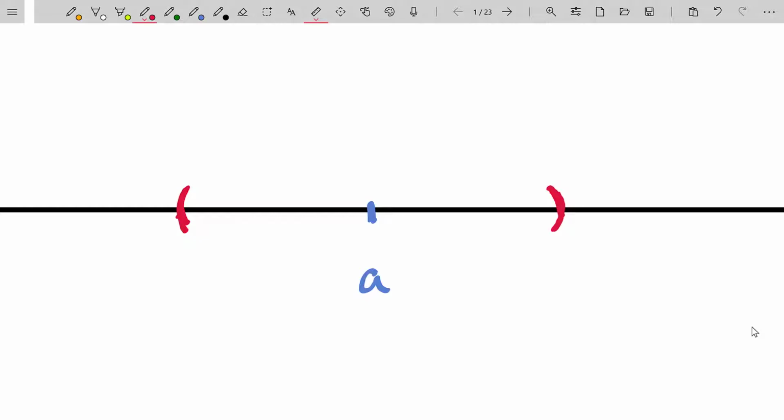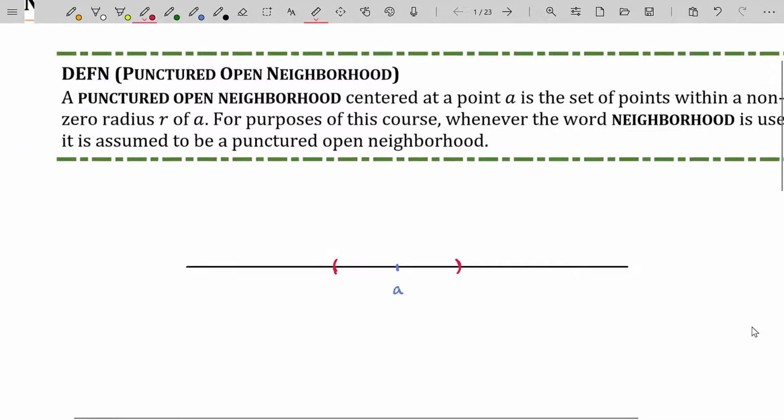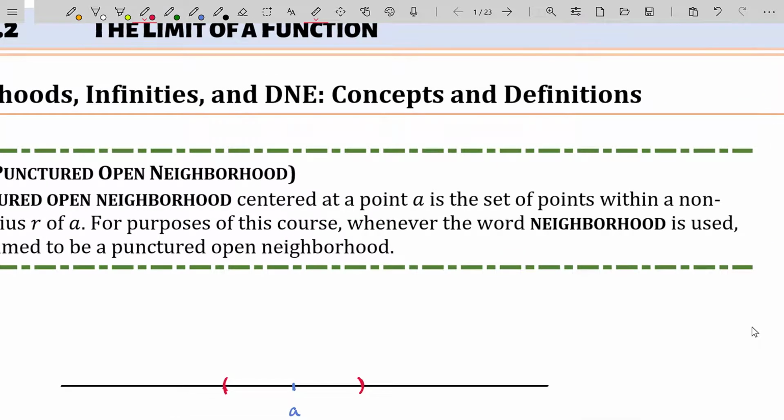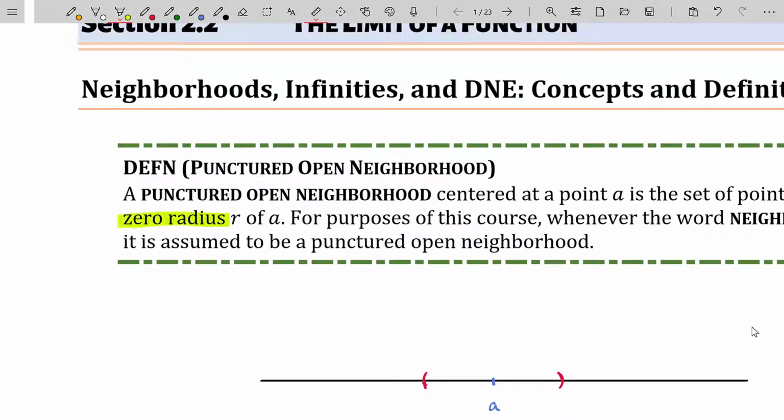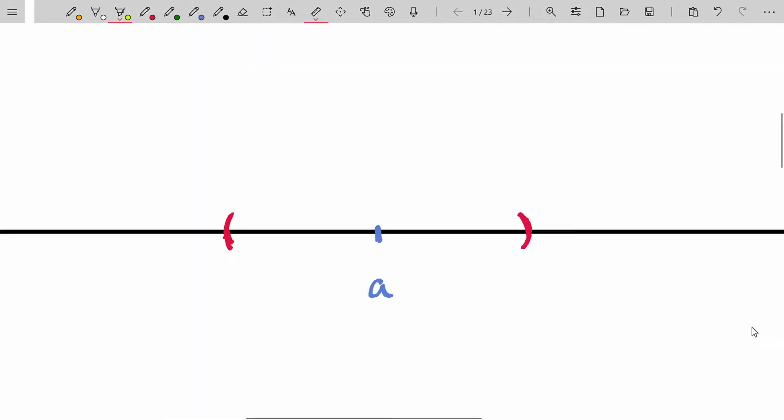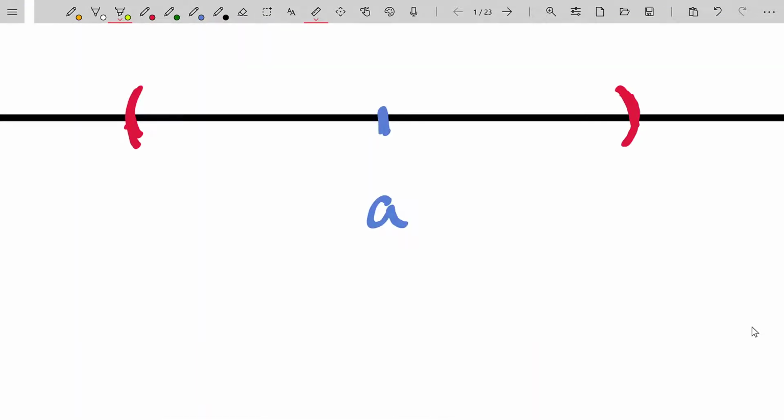That's what this interval is actually called in calculus. It's called a neighborhood centered at A, but it's a punctured open neighborhood, and that's critical to note here. The puncture means that it is open in the center. We do not include that central point. And that's actually what I mean here: the set of points within a non-zero radius. When I say a non-zero radius, that means that we're only going to consider the set of points that are not equal to A, but slightly away from A. So all of these points right here, but not at A itself.